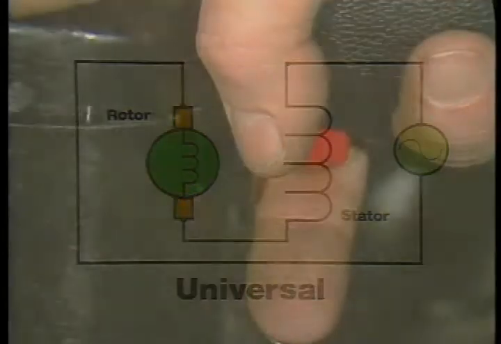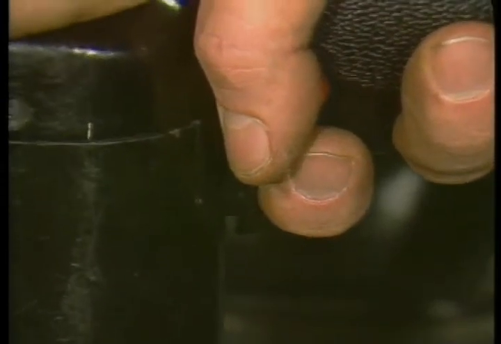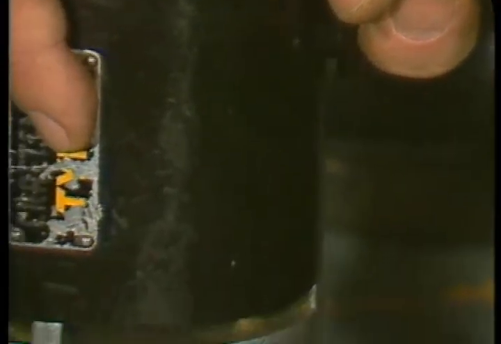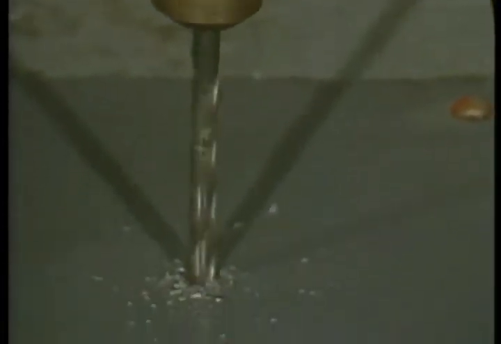Universal motors are frequently used in handheld power tools and household appliances like blenders and vacuum cleaners. Like series DC motors, they produce high torque at low speeds.